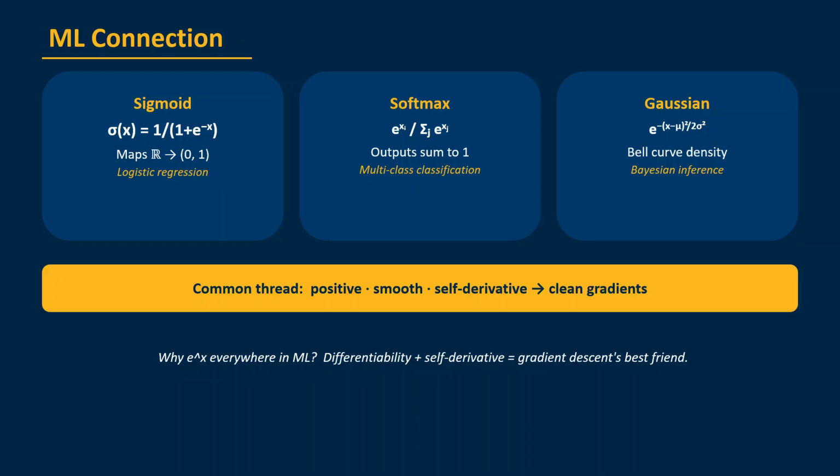Common errors include misreading sigmoid as 1 divided by 1 plus e to the x. Note the critical negative sign in the exponent. Another error is omitting the normalization denominator in softmax, which must sum across all classes to produce a valid distribution.